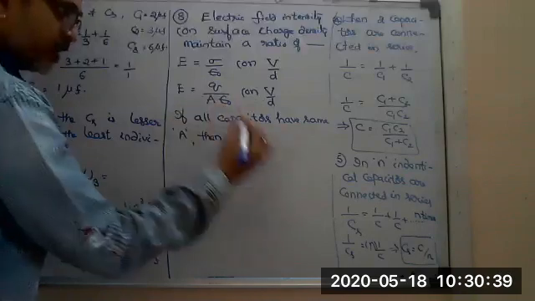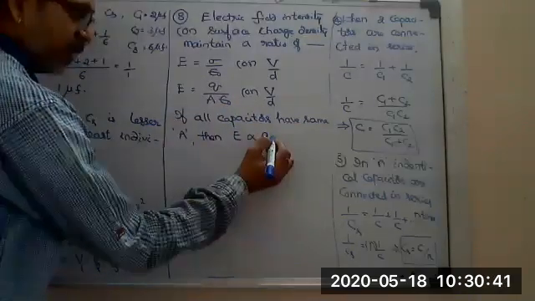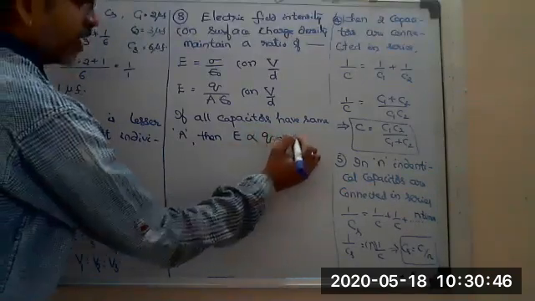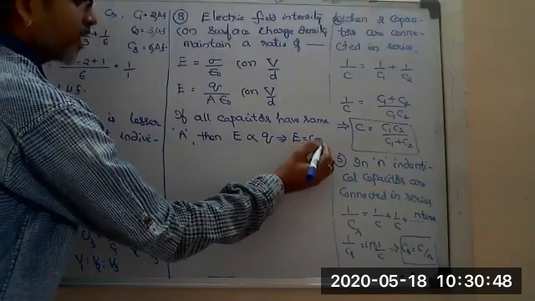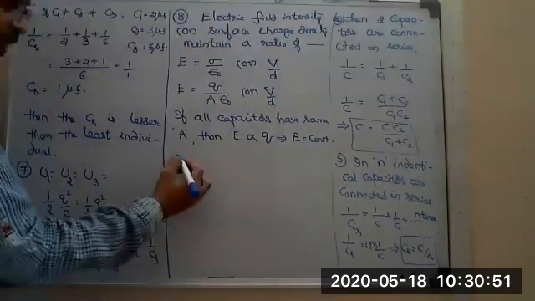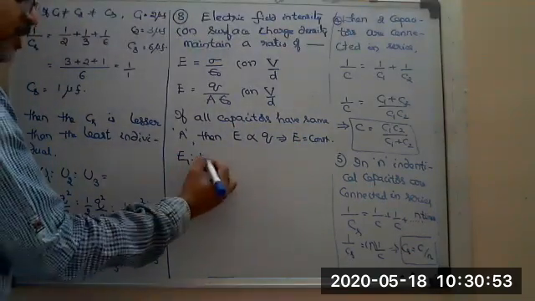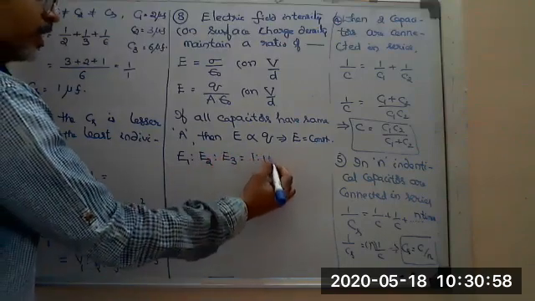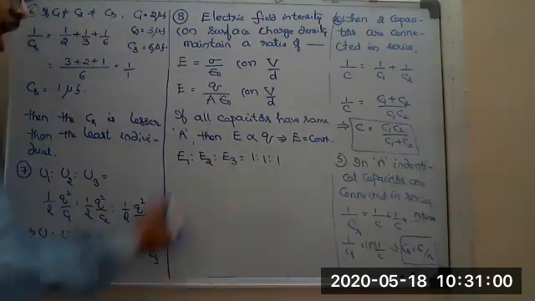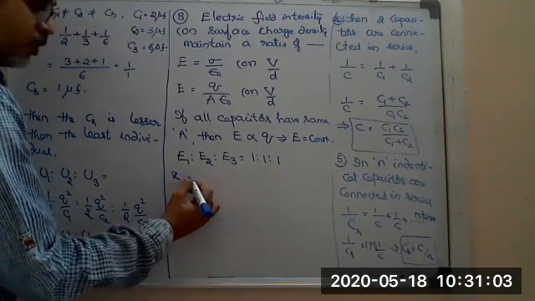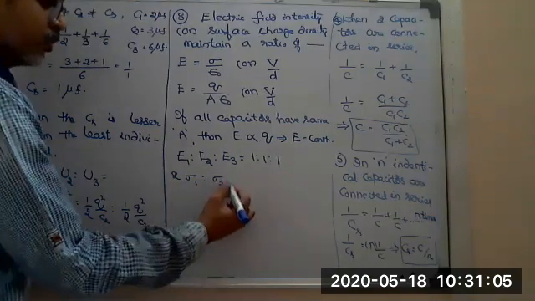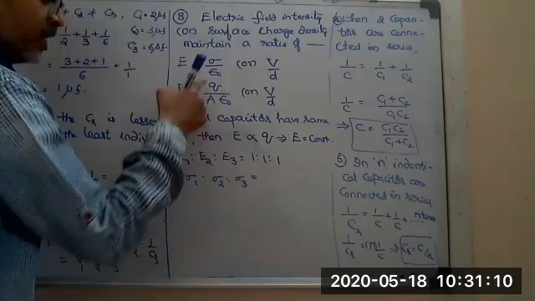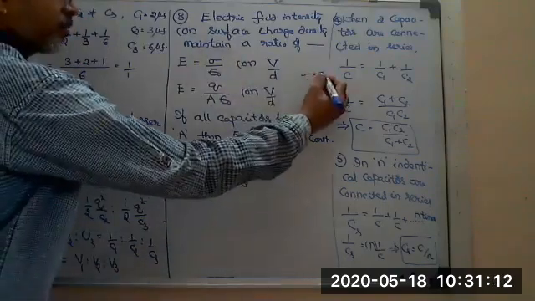Epsilon naught, the medium, I am not changing. So I can say E is directly proportional to Q. Q is a constant. That's why I can write E is a constant. If E is constant, I can write E1 is to E2 is to E3 equals, what can I write, Nana? 1 is to 1 is to 1. And sigma's ratio also: sigma 1 is to sigma 2 is to sigma 3 equals, what can I write? Sigma is Q by A, Nana.